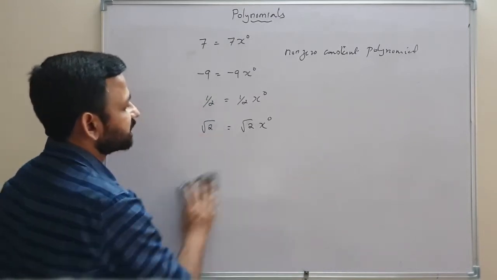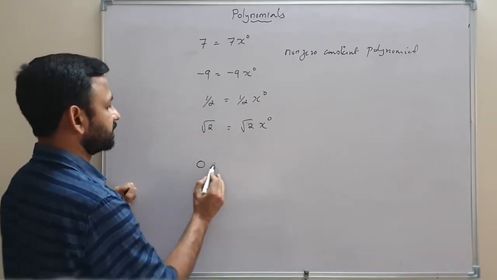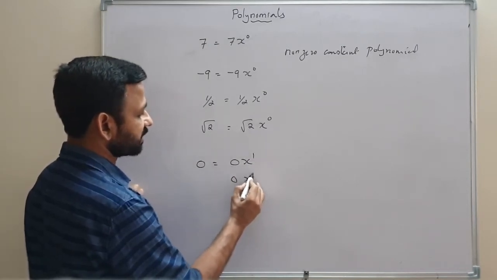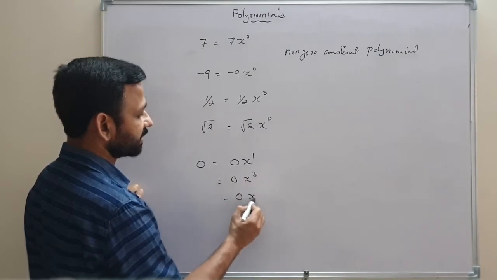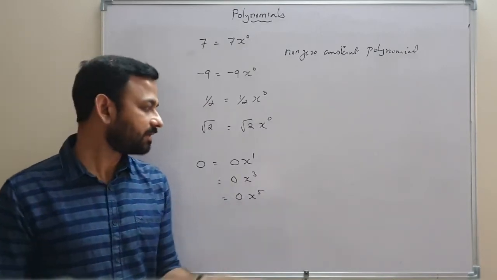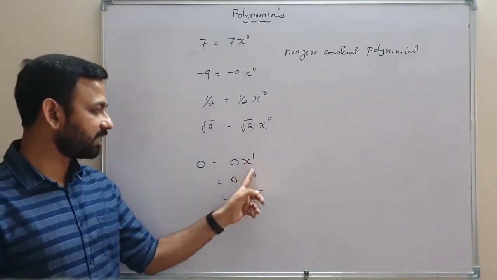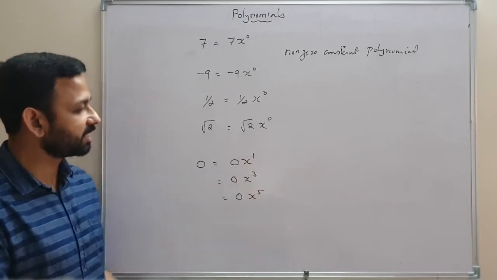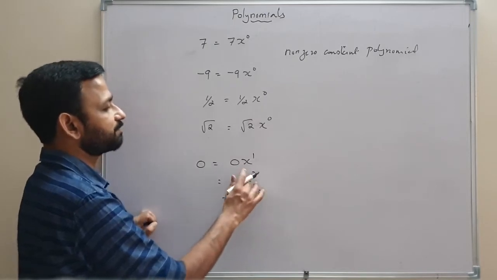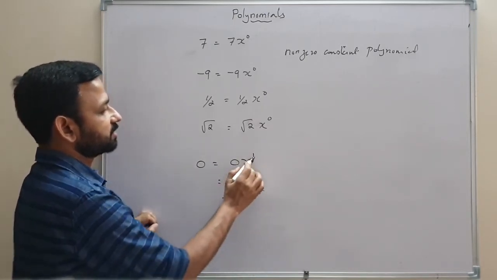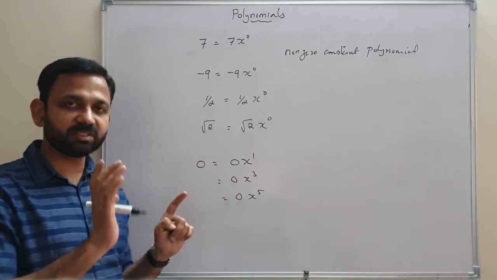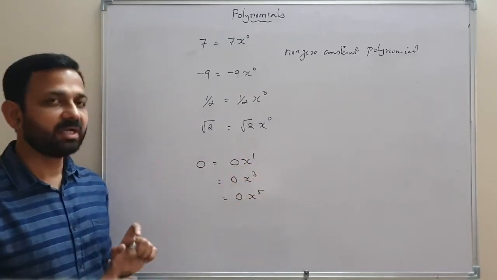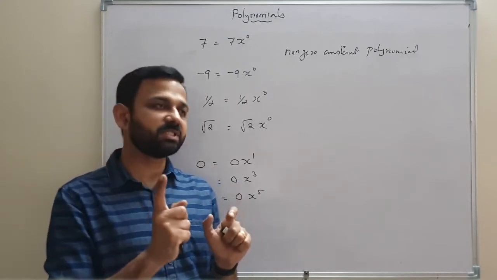Now 0 is a polynomial. 0 can be written as 0 into x raised to 1, or 0 into x raised to 3, or 0 into x raised to 5, etc. So here we cannot say the degree, because we can write any number in the place of the exponent of x. So the degree of the 0 polynomial is not defined.